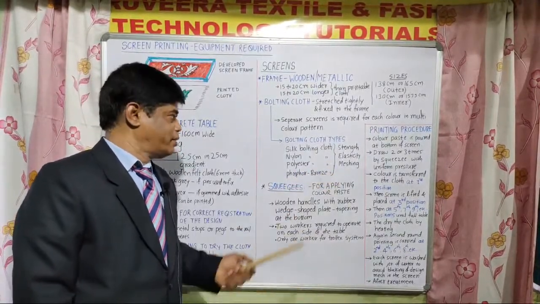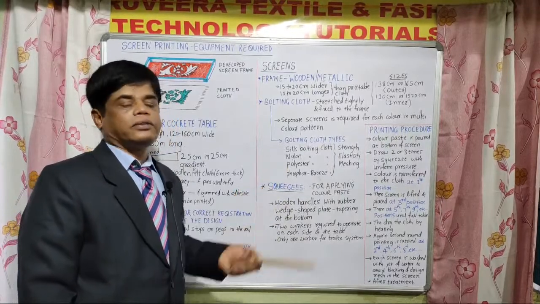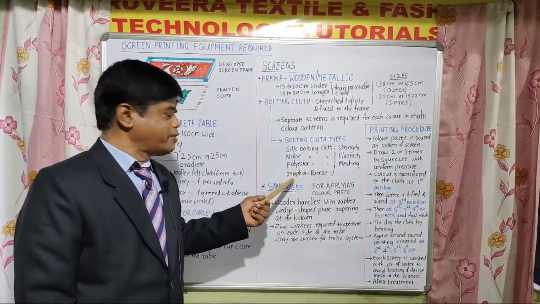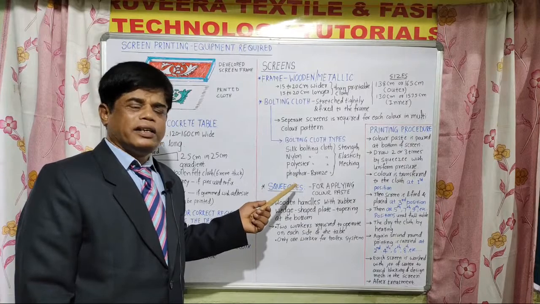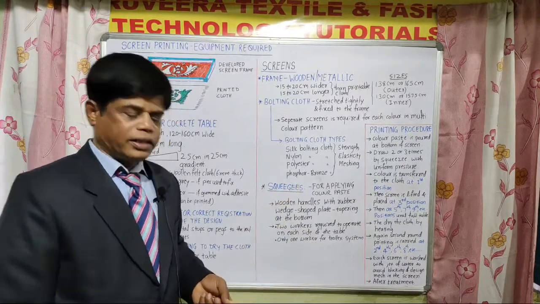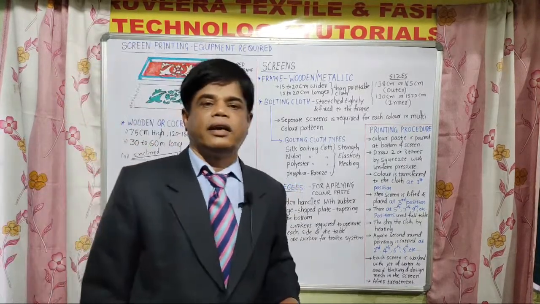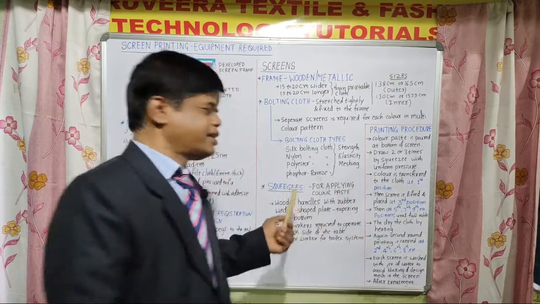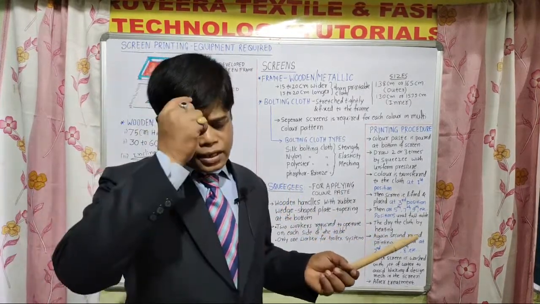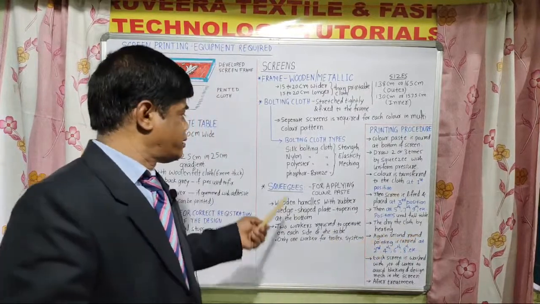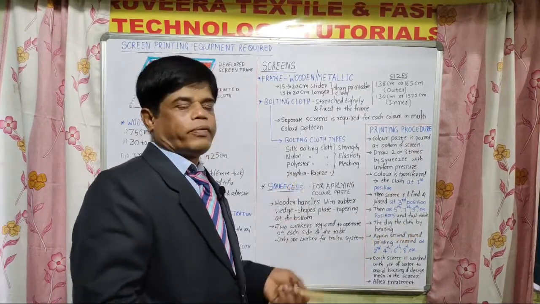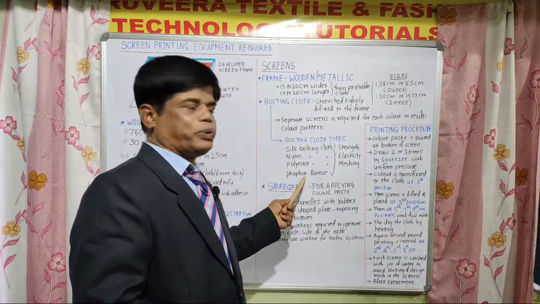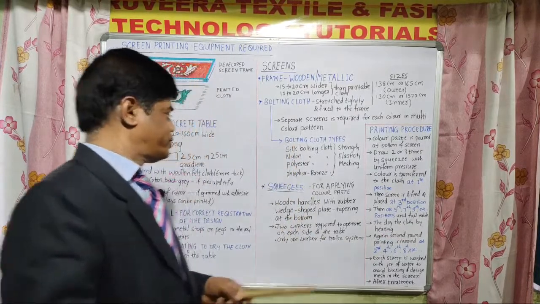Silk, nylon and polyester are usually used. Sometimes for precise designs, artists who are doing art need very precise lines, like hairs. For such work, phosphor bronze is used, which is very expensive compared to these other bolting cloths.